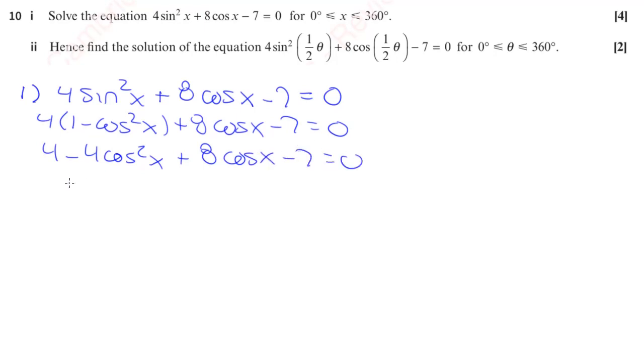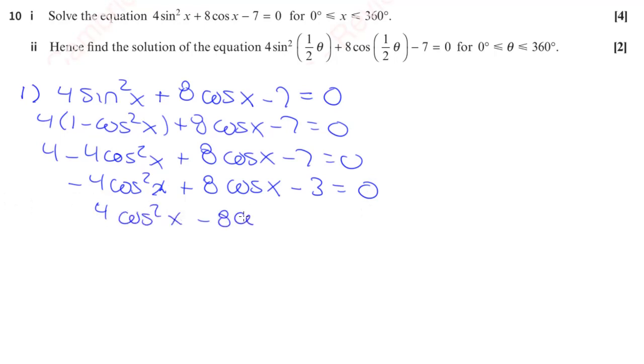And then we distribute and we simplify, and we get negative 4 cosine squared x plus 8 cosine x minus 3 equals 0. Now, our first go at this is probably going to be factoring. So I'm going to multiply everything by negative 1, and that gives me this equation right here.